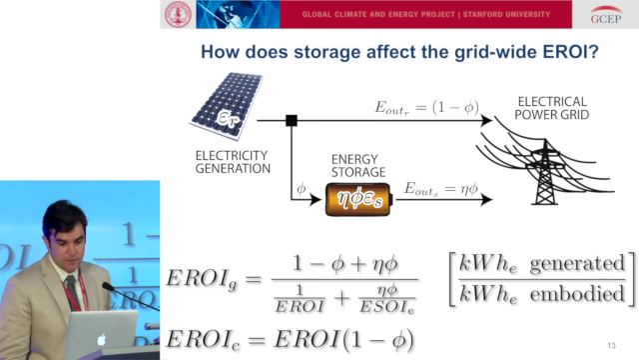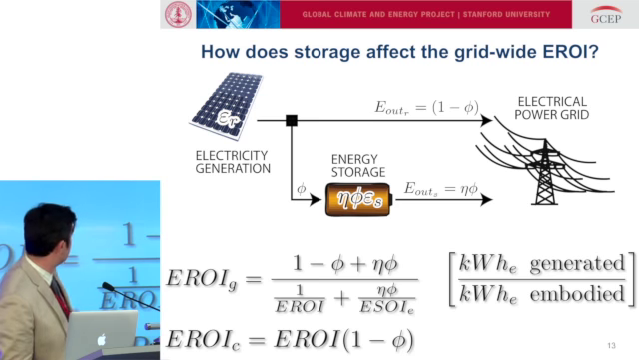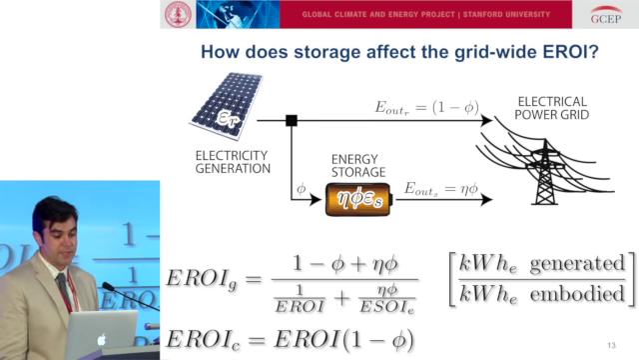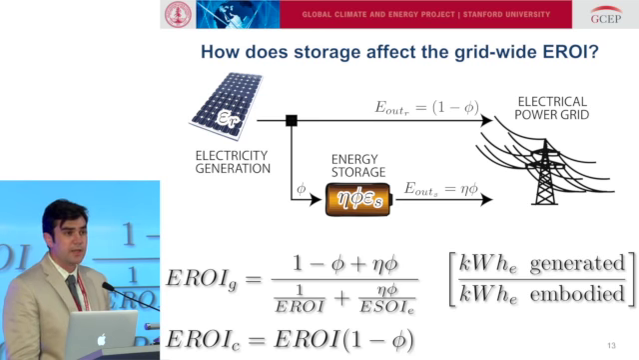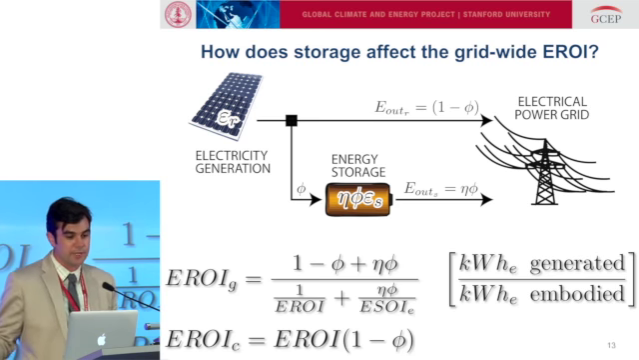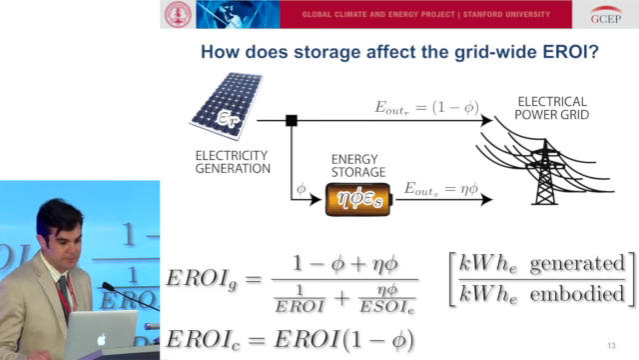The resultant equation is this grid scale EROI, EROIG, and we can compare this to a simple curtailment equation. So say that fraction that didn't go through storage because the storage device wasn't there was simply curtailed because that energy wasn't useful at that particular time of day.